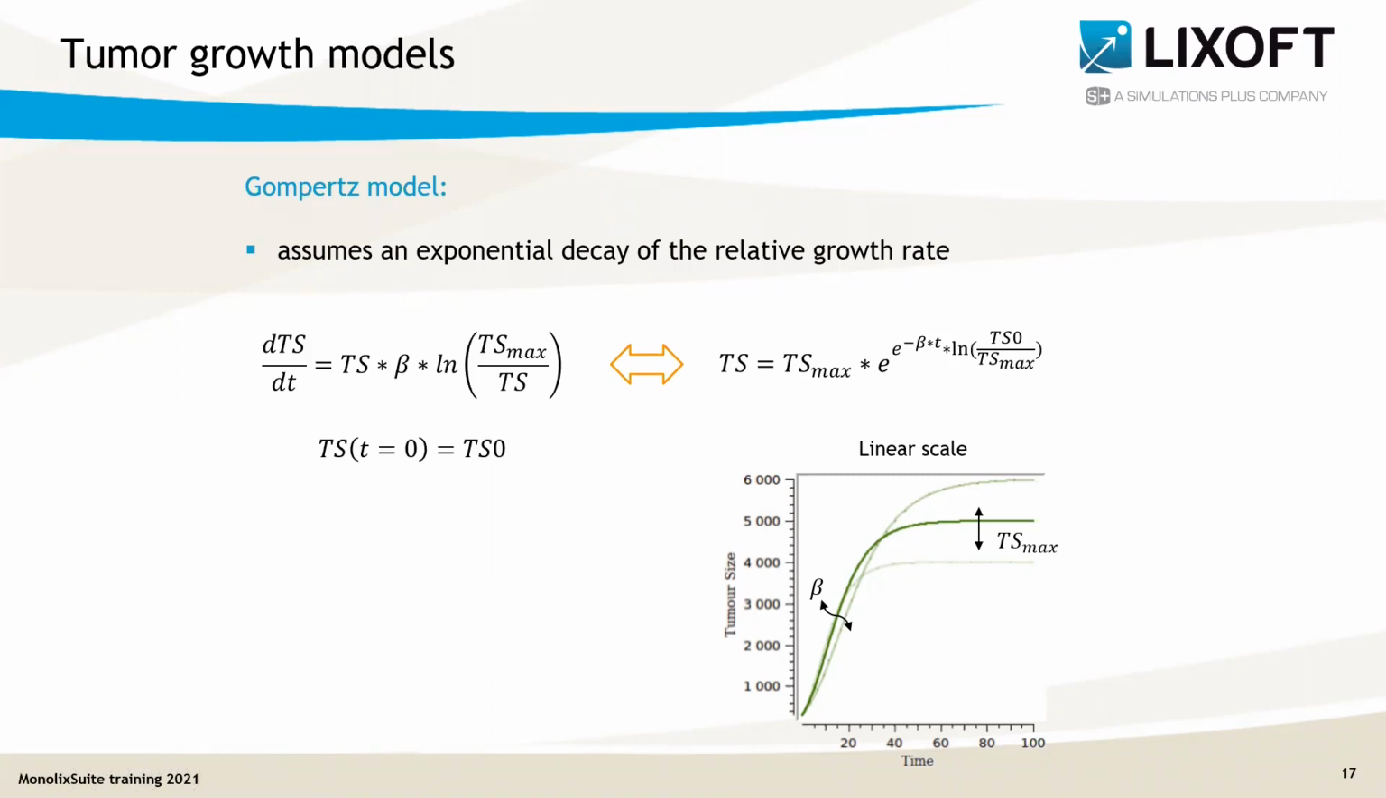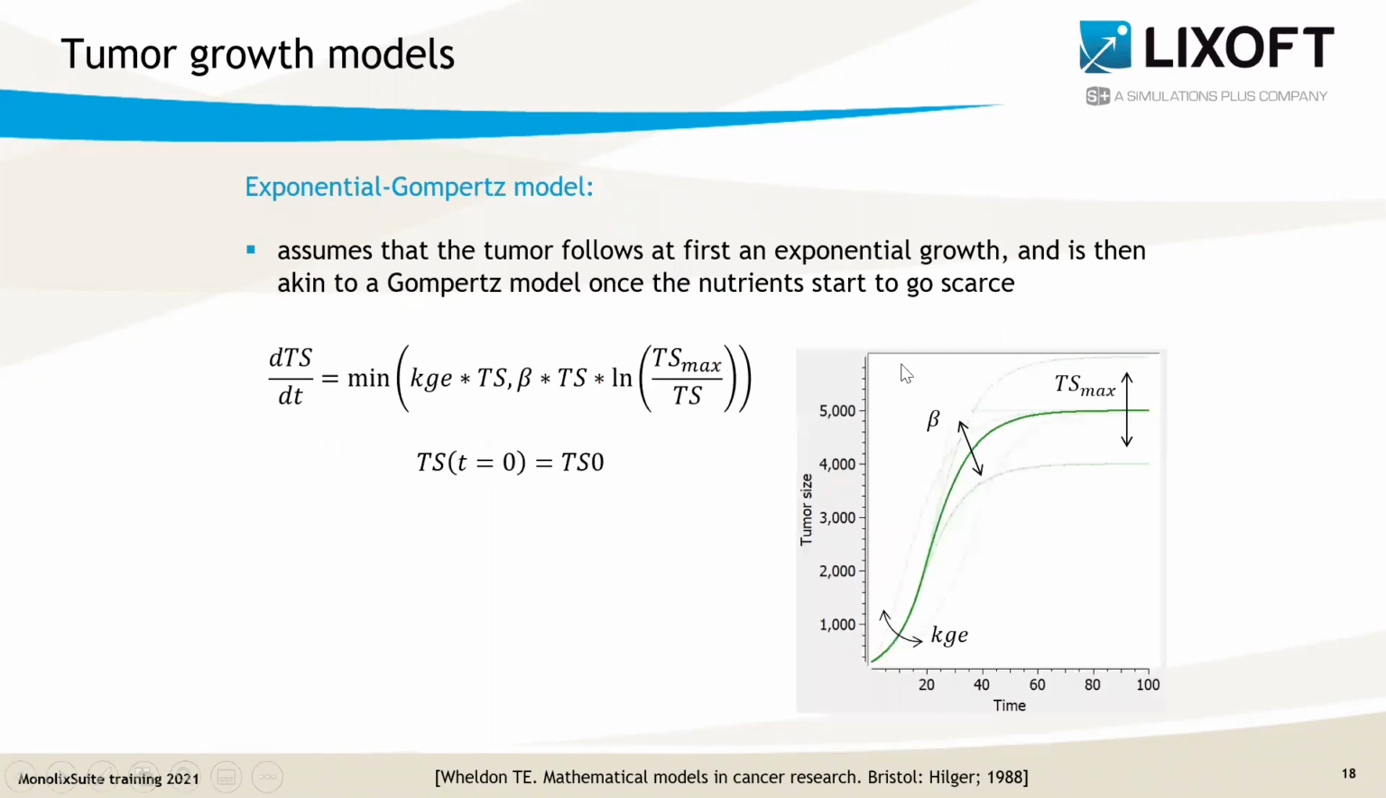So that was the logistic and Gompertz functions. These functions have also been mixed with some other functions to bring more flexibility. For example, the exponential Gompertz model assumes that the tumor follows at first an exponential growth and then is akin to a Gompertz model once the nutrients start to go scarce.